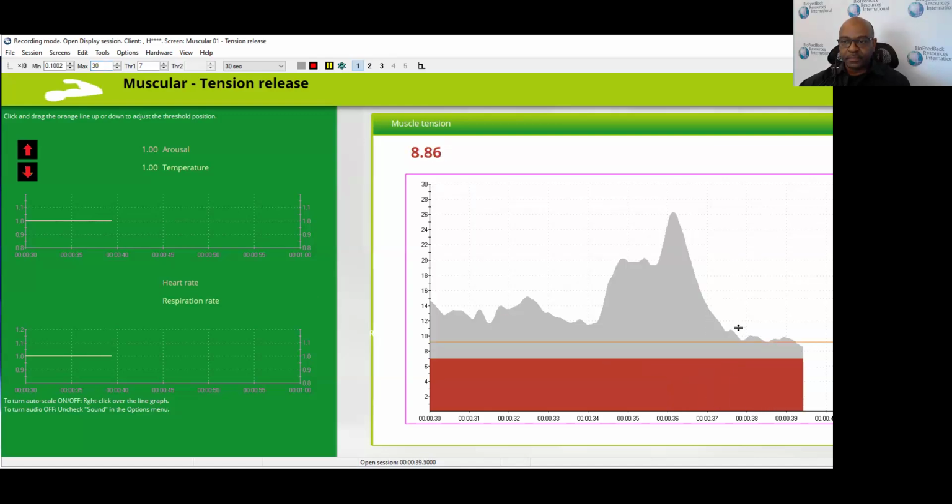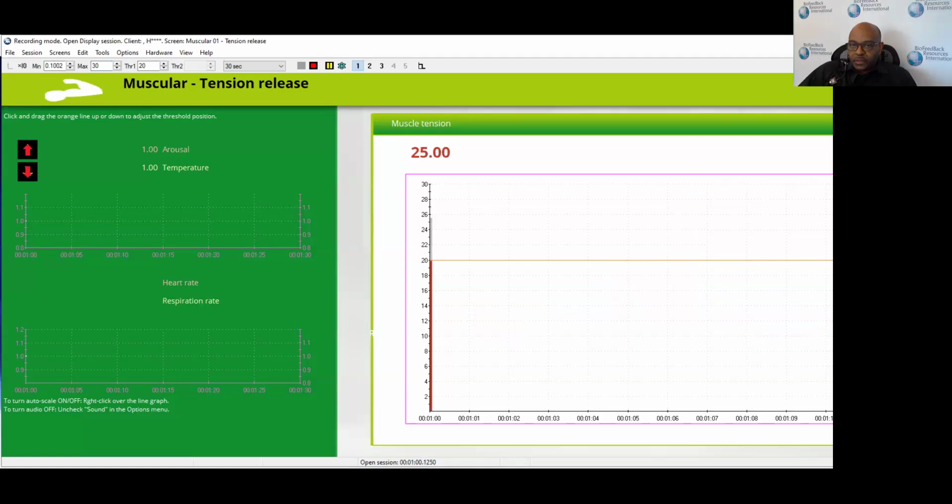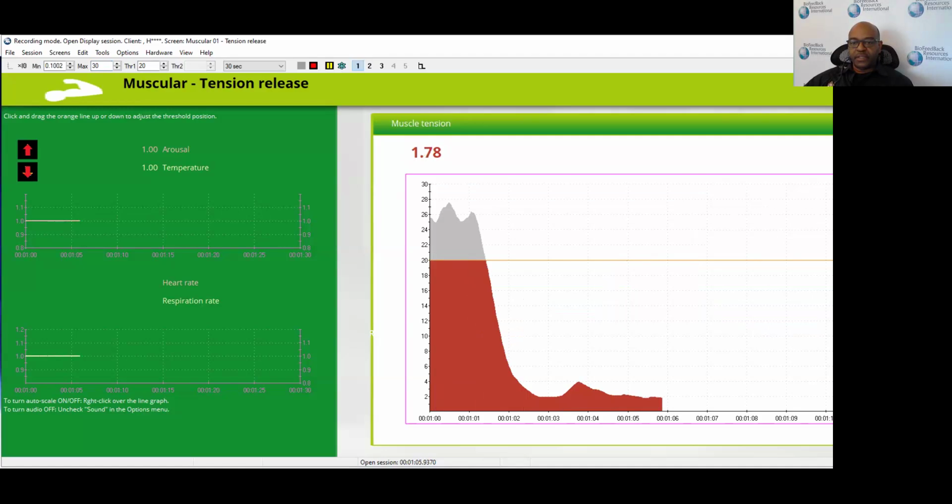And here you can see the graphing here. Now I'm pretty relaxed. And now I'm going to raise my shoulders. And now I'm going to relax. Raise my shoulders, relax. So now what I'll do is I will take a deep breath with shoulder activity, and you can see it went up over 20 microvolts.